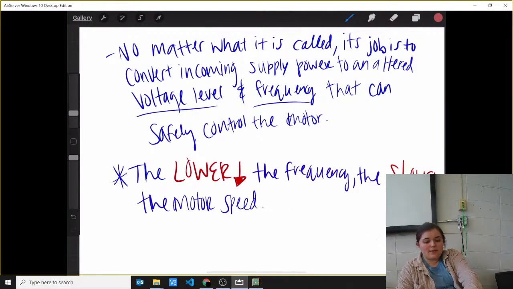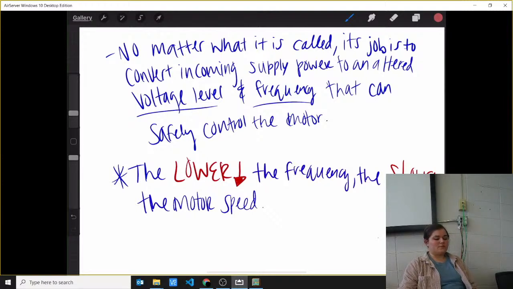So we said that no matter what they're called, their job is to convert incoming supply power to an altered voltage level and frequency that can safely control the motor. Okay? So remember that. That might be on a test. So what's their job? Convert incoming supply power to an altered voltage level and frequency.